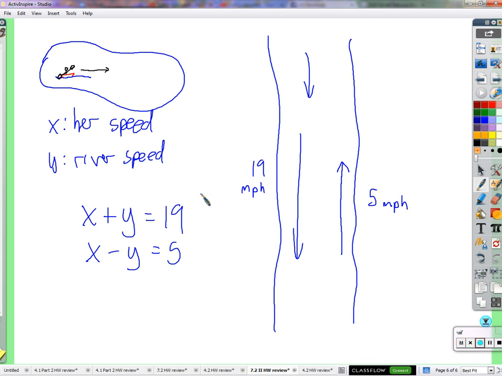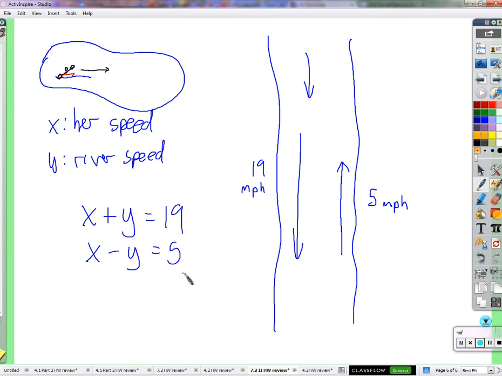Now we could do substitution here, but here's a convenient thing. Let's write this down. Did you see this magic? Do these equations make sense? Her speed plus river speed, they're working together, and they add up to 19 miles per hour. Here she's paddling with all her might, but she's losing some speed because of the current against her, and she can only go 5 miles per hour.